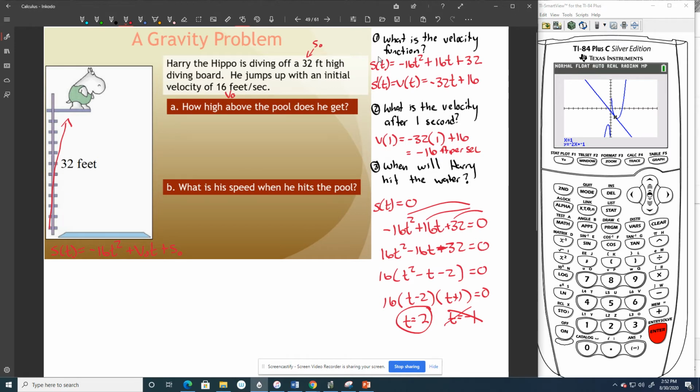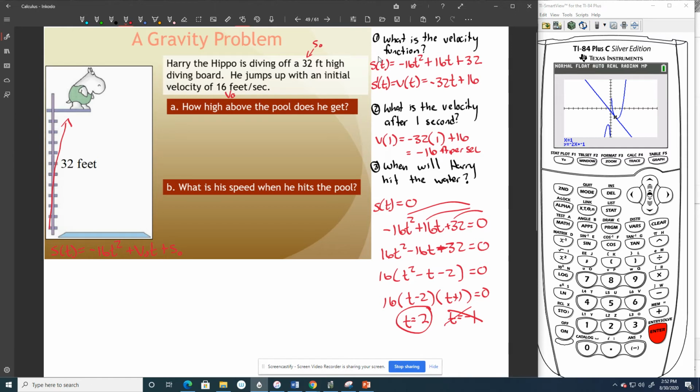That's when Harry's going to hit the water, because Harry's position will be 0. Look at me assuming that Harry is a boy. Maybe Harry's a girl hippo. I don't know. She's got a big swimsuit on up there. What is his speed? Oh, there's the he, and it said it up here. I'm not assuming anything. I'm just following directions.